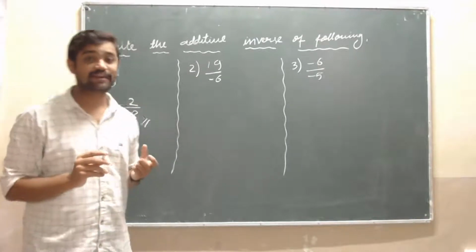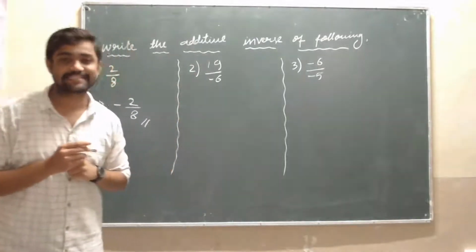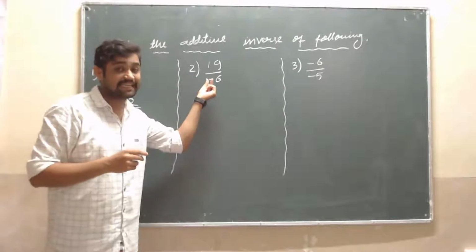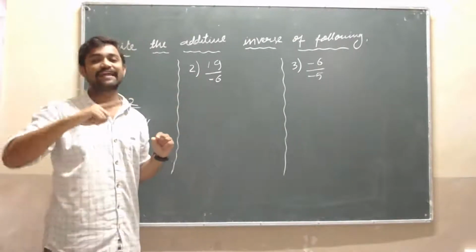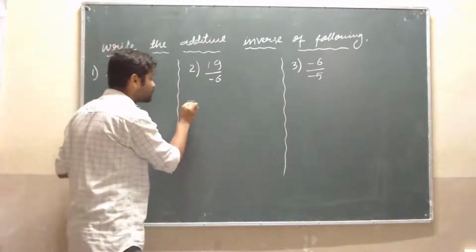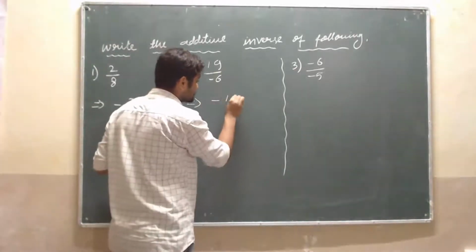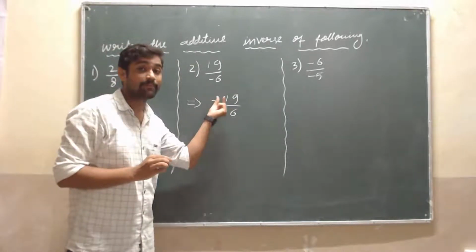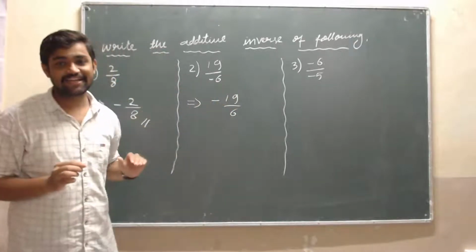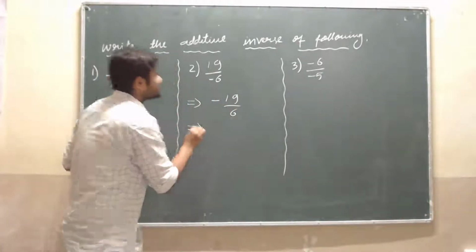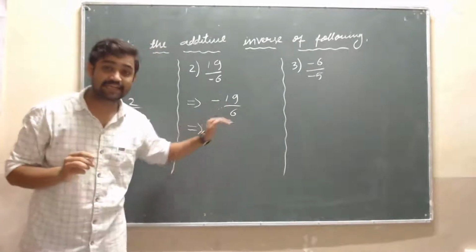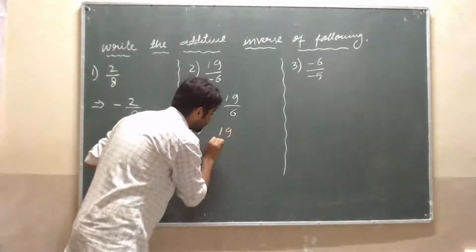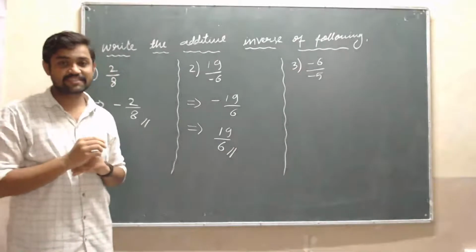Then the second question we have is 19 divided by minus 6. This minus is applicable for both numerator as well as denominator. Then we write it like this, minus 19 by 6. Then what is the additive inverse of minus 19 by 6? It should be a positive rational number. That is, we have to write 19 by 6. This much is the answer.